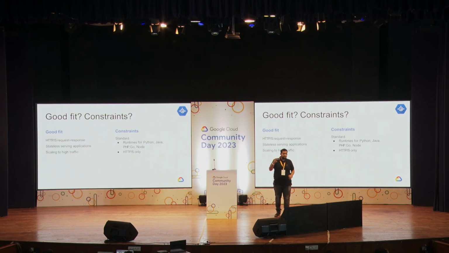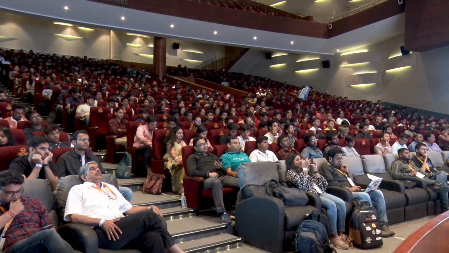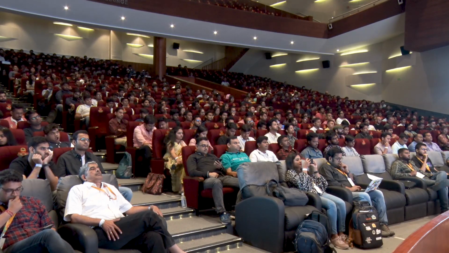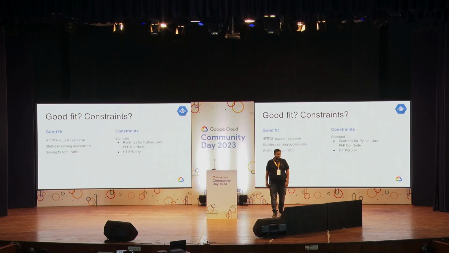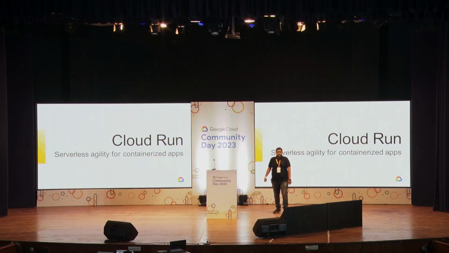The bad thing is, well, it is not a bad thing, constraints. The constraint is you have to have particular standard environments. So let's say here the environment supported Python, Java, PHP, Go, Node. But let's say you want to do something on Ruby on Rails. That support, we are not sure if you have that or not on App Engine. So you cannot go for Ruby on Rails if you want to. So few constraints there.